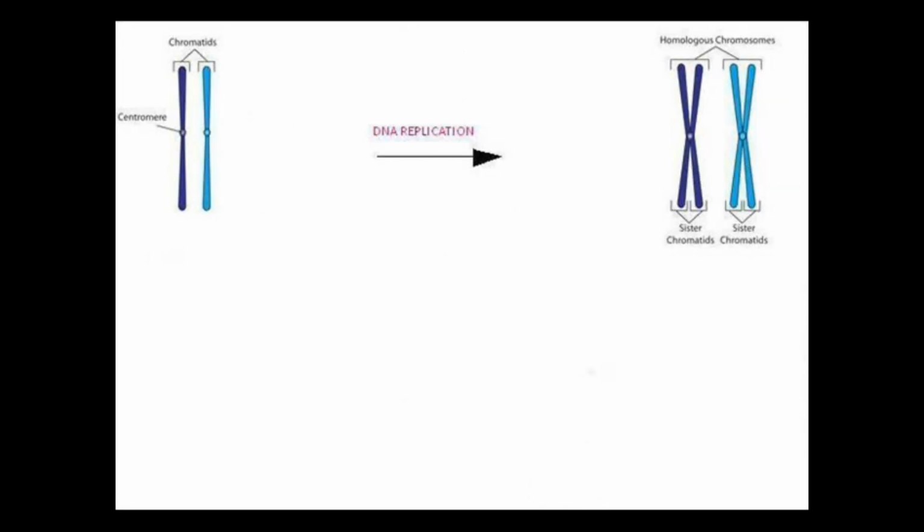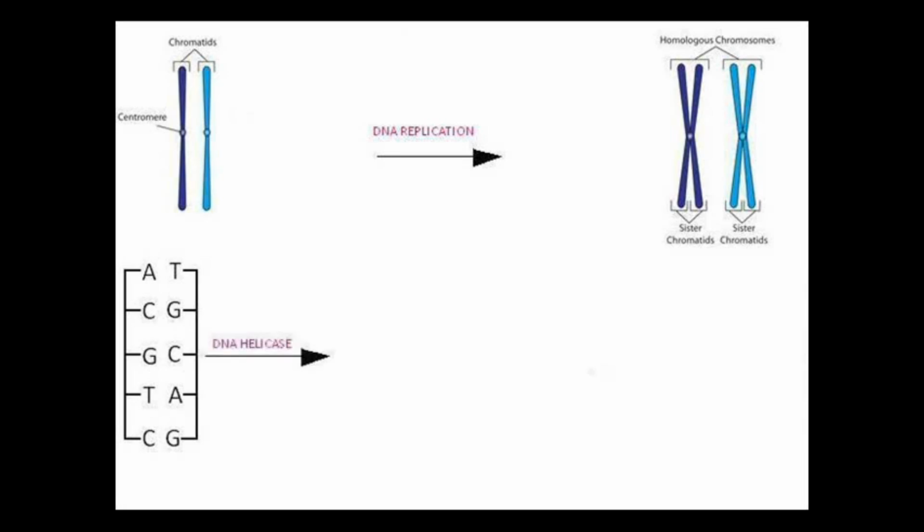In the S stage of interphase, the DNA is copied, turning it from a single-stranded molecule into a double-stranded one. This process is called DNA replication and happens in a number of steps. Firstly, the hydrogen bonds between the complementary base pairs are broken by an enzyme called DNA helicase. Now the nitrogenous bases on each side of the ladder are exposed.